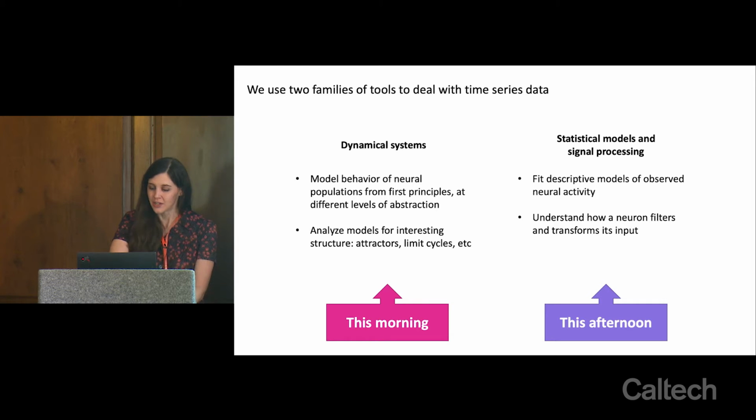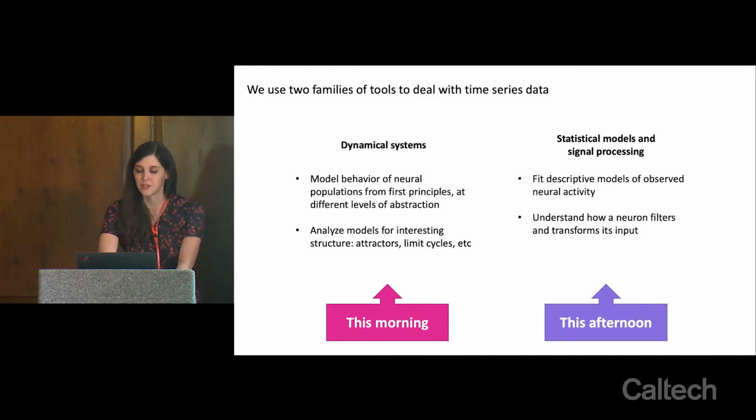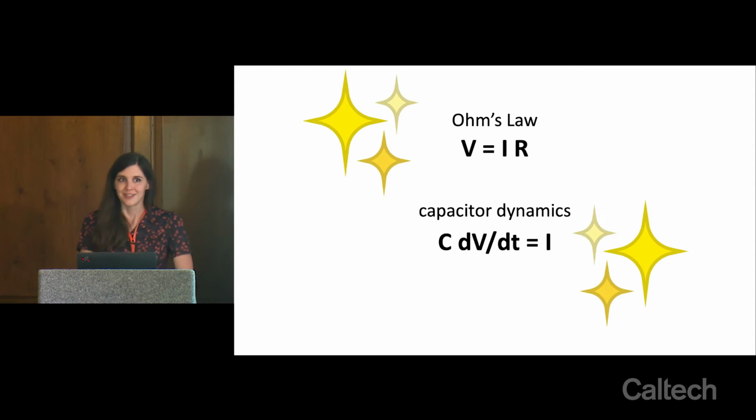Okay. So we'll start with the dynamical systems portion of the class, and to do that, we're going to start with an equation. Can anybody tell me what this is? Yes, okay. This is Ohm's law. This is the relationship between voltage, current, and resistance. And this one? Yeah, less common. This is just an equation for the dynamics of a capacitor, how the current across a capacitor is a function of its capacitance and the rate of change of voltage across the capacitor.